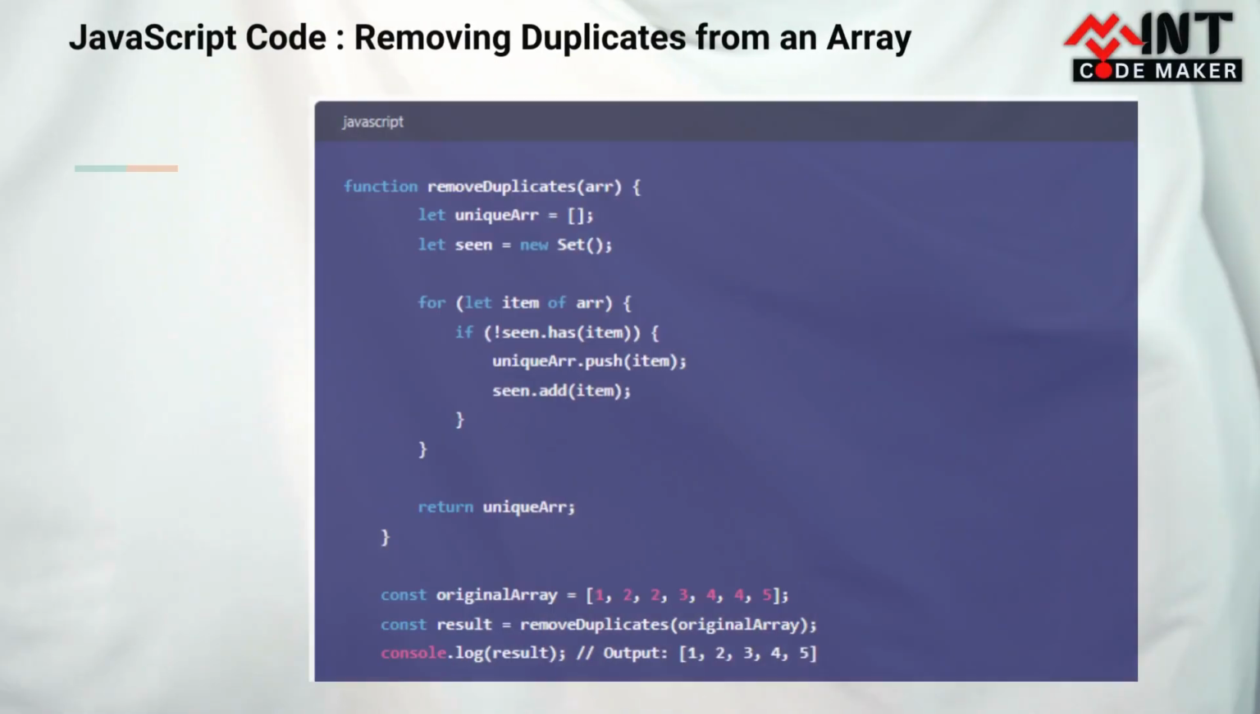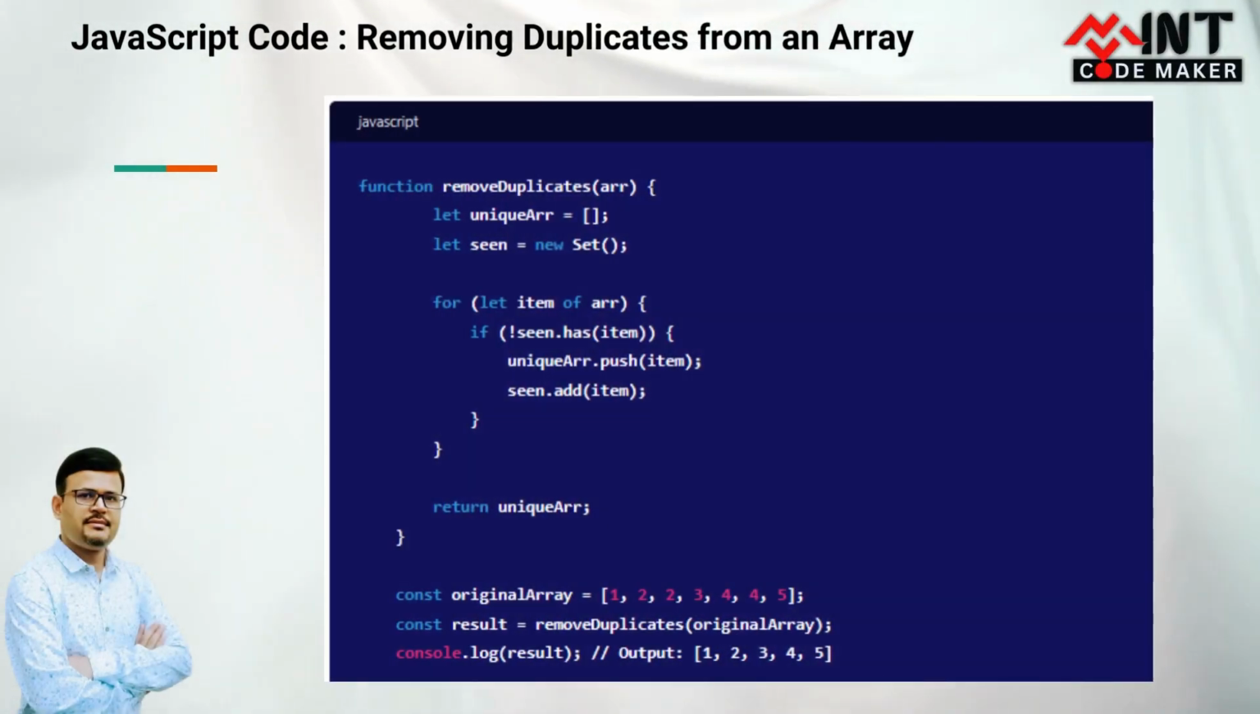First we are discussing removing duplicates from an array. In this code, we define a function removeDuplicates that takes an array as input. The steps are as follows. We create an empty array uniqueArr to store the unique elements. A set named seen is initialized to keep track of encountered elements.